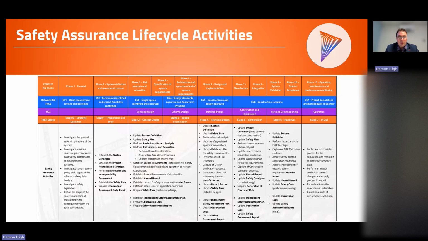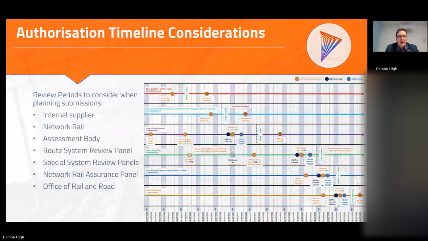So as I say, we don't have time to go through each of those, but you'll see that on the slides when that comes out. And then, as we've mentioned a bit earlier, especially when we start to get lots of different parties involved, we need to start thinking about the timeline considerations.